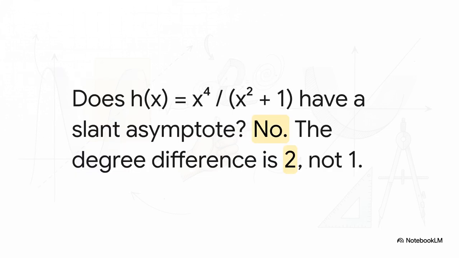And let's do one more quick check because this is so important. Look at this function here. The degree on top is 4, and on the bottom, it's 2. What's the difference? It's 2. And because that is not exactly 1, this function does not have a slant asymptote. It does something else as it goes to infinity, but it's not a straight line. Always, always, always check the degrees first.